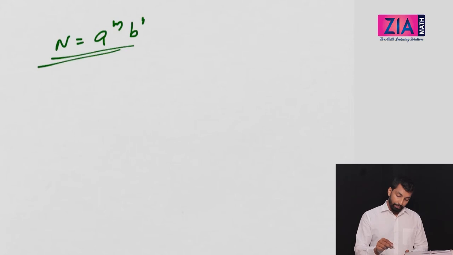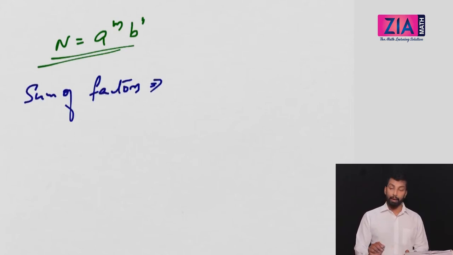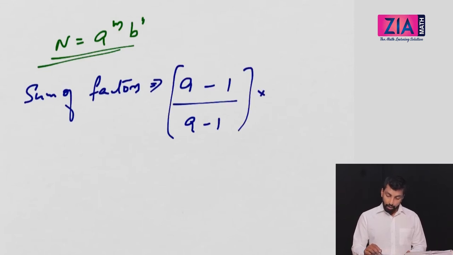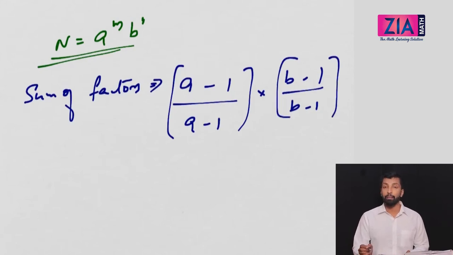Okay, so the sum of factors of this number is, you write here a minus 1 divided by a minus 1, okay, into b minus 1 divided by b minus 1. Now you may think that a minus 1 and a minus 1 is getting cancelled out, b minus 1 and b minus 1 is getting cancelled out, right? So it will be getting cancelled out, so this is not the formula. Just to make it simpler, I have written this first, but I need to add some more.